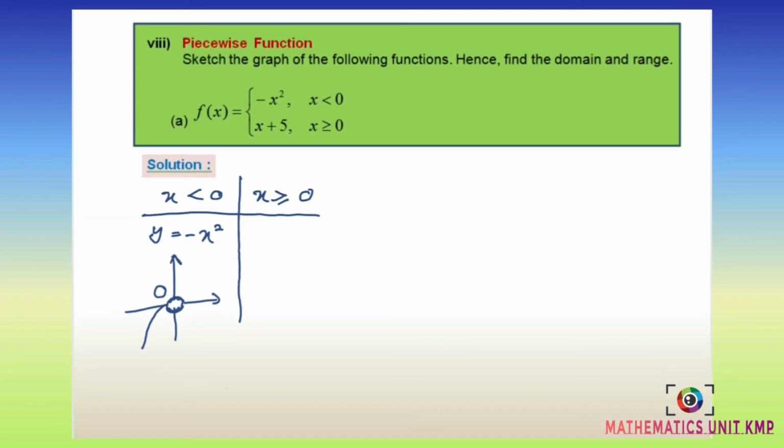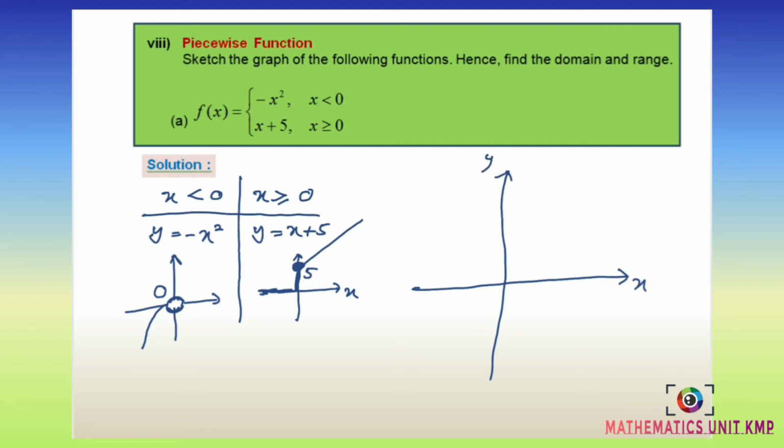And for the second function, y equals x plus 5, a linear graph that intercepts the y-axis at 5. We can erase the left side for x less than 0. The point at 5 is a solid dot.